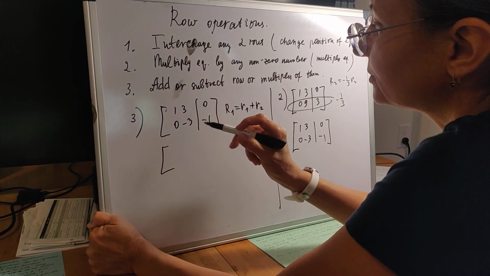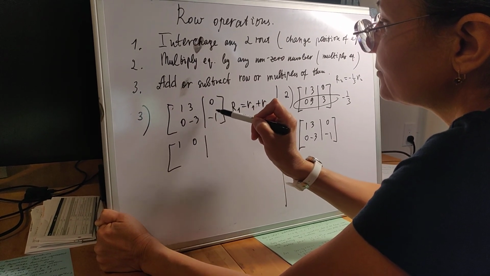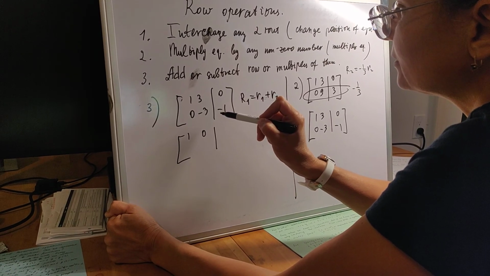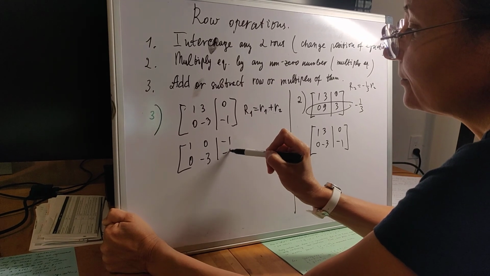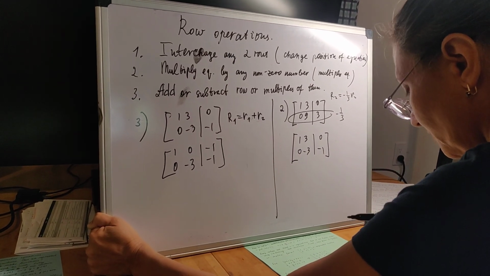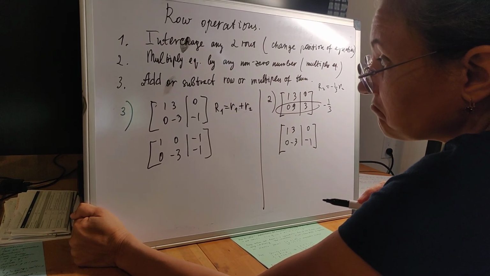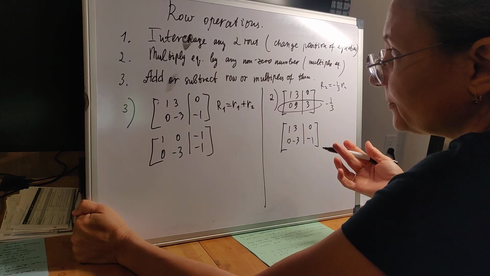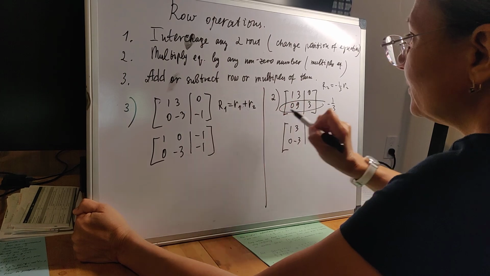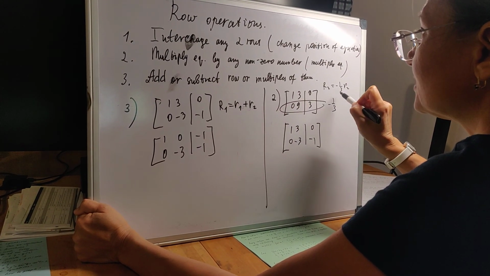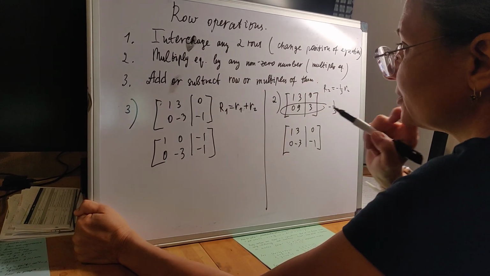What is going to happen if I do this? 0 plus 1 is 1, minus 3 plus 3 is 0. This one is going to give me minus 1, and over here I'm going to just copy the row. Okay, so what I'm getting here is like the third operation, add or subtract. I did not multiply this row number 2 by anything, but if you go back to the original matrix, I actually multiplied it by negative 1 over 3. So I combined these two operations together.